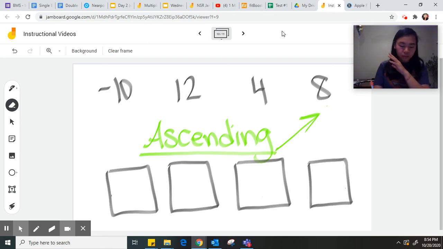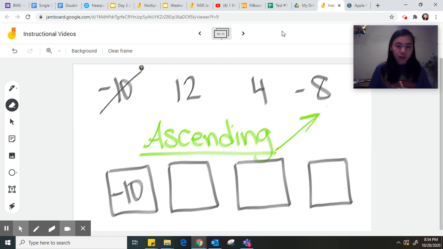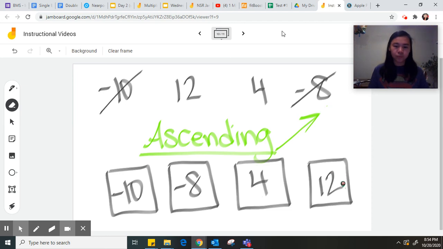Okay, so out of these numbers, let's say that we have 2 negatives, 2 positives. If I'm starting at my least, or my smallest numbers, and I'm making my way to my greatest numbers, then we're going to start with our negatives. So both of our negatives, -10 and -8. Which one is smaller? The more negative a number is, the smaller it's going to be. So we're going to start with -10. And then we know our -8 is going to be smaller than both of our positive numbers, 4 and 12. So this is an ascending order from least to greatest.